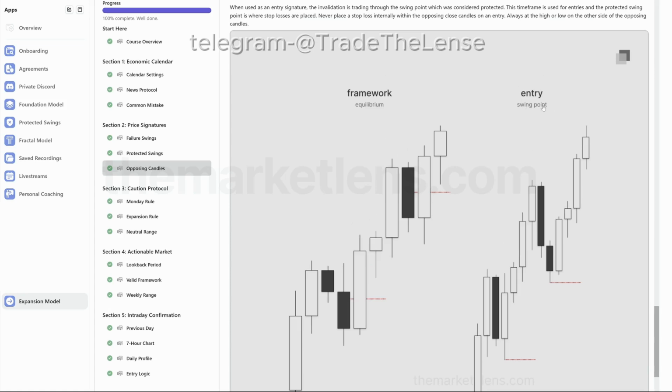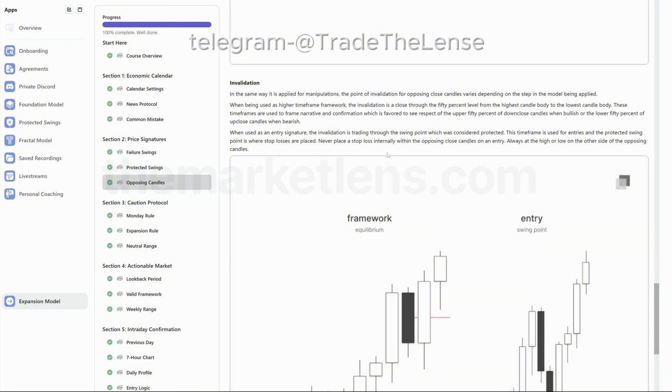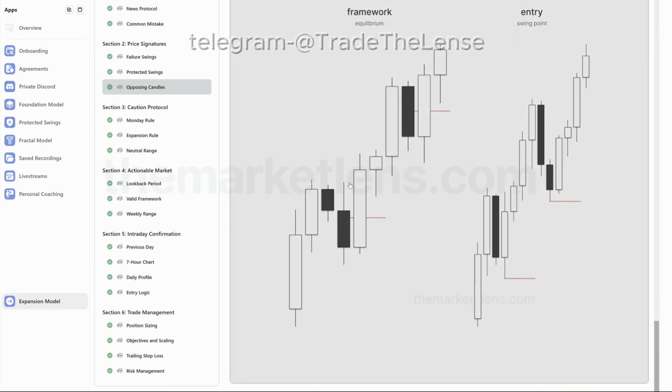When you're using it as entry in the continuation, your stop goes, or the invalidation is on the opposing swing. It's not at the low of the down close candle if it makes a new opposing swing. You look left, the lowest swing, and that would be your invalidation point, because that's where you're placing your stop loss. It's the exact same thing in the continuation.